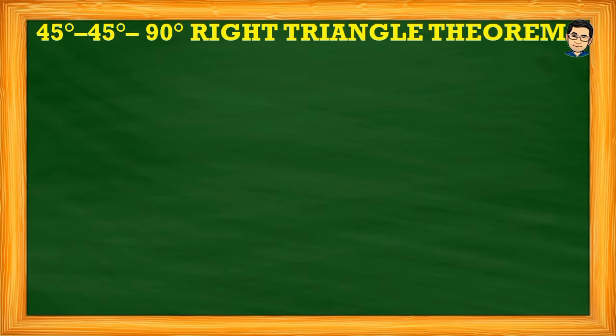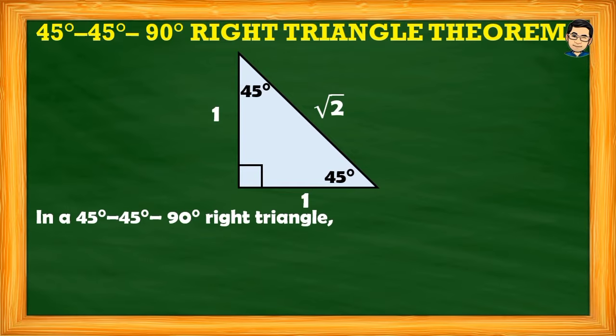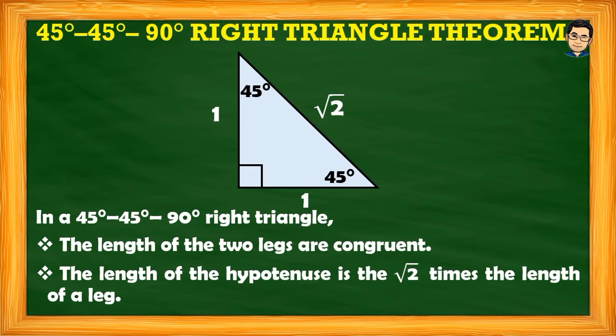So 45, 45, 90 degrees, right triangle theorem. So yan po yung ating na-derive kanina. So in a 45, 45, 90 right triangle, isosceles right triangle, the length of the two legs are congruent. Okay, again, wala po tayong shorter and longer leg dun sa dalawang legs na yan dahil pareho lang po sila ng sukat. And then the length of the hypotenuse is square root of 2 times the length of a leg. Ayan, yung na-derive natin kanina, square root of 2.